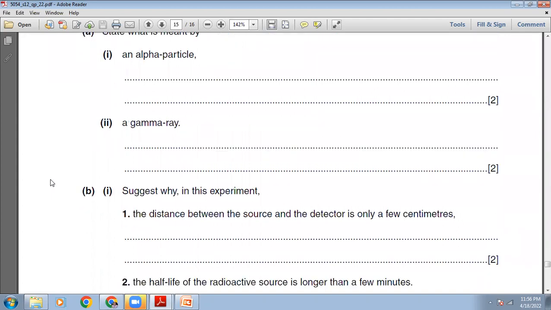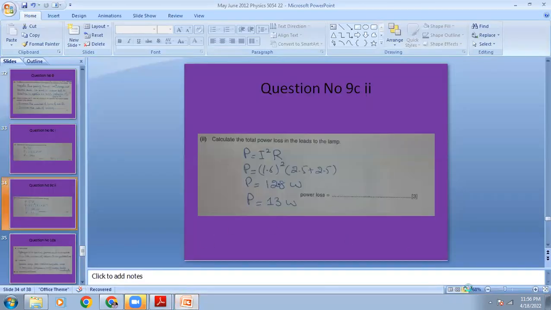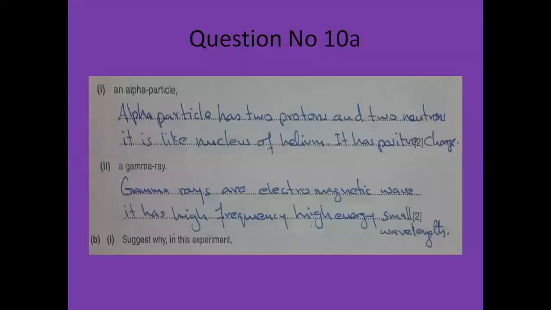An alpha particle is like the nucleus of helium. It has 2 protons and 2 neutrons. It has positive 2 charge on it. So let me show you my answer. Alpha particle has 2 protons and 2 neutrons. It is like the nucleus of helium. It has positive charge. Its charge is positive 2.